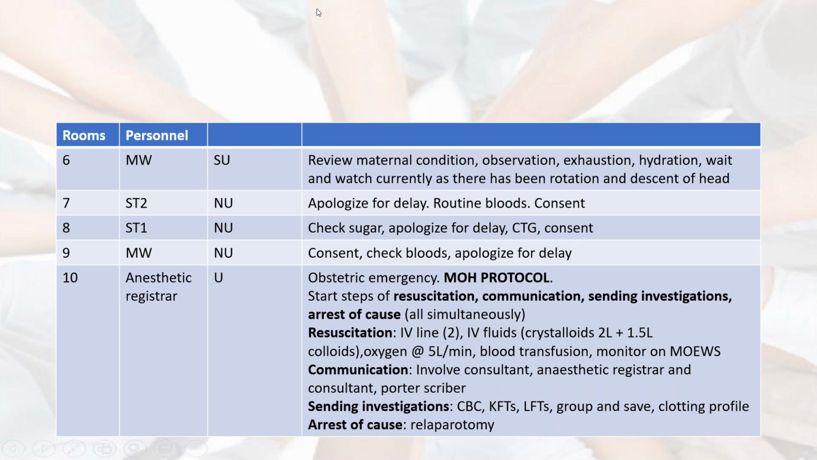Syntocinon and ergometrine after checking the blood pressure, then syntocinon drip, carboprost, and misoprostol. If it fails, then I'll go for a B-Lynch suture and cardiac tamponade. So step by step, I'll do the surgical management, depending on her condition.